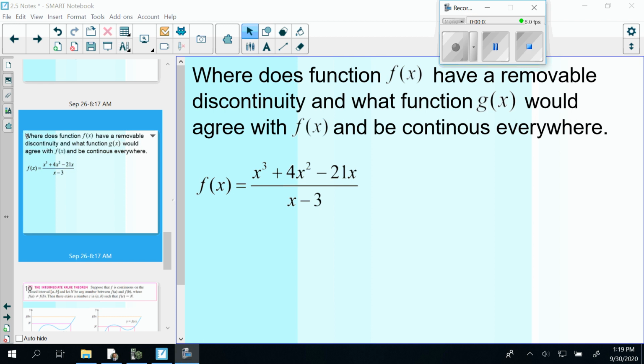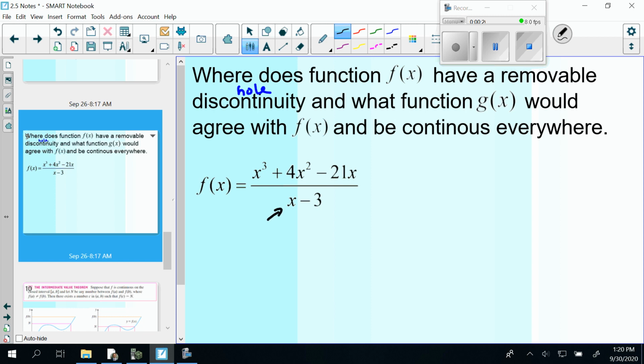Where does this function f of x have a removable discontinuity? Remember, that's also talking about kind of like a hole in the graph. And what function g of x would agree with f of x and be continuous everywhere? So what we're going to have to do is figure out if there's a hole here, where's that hole at?